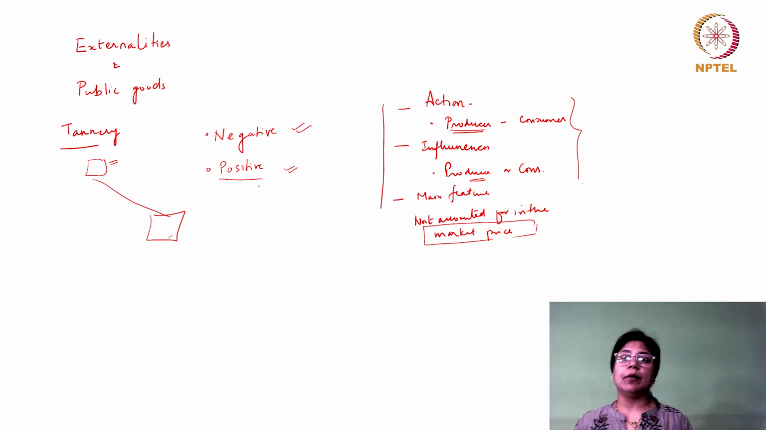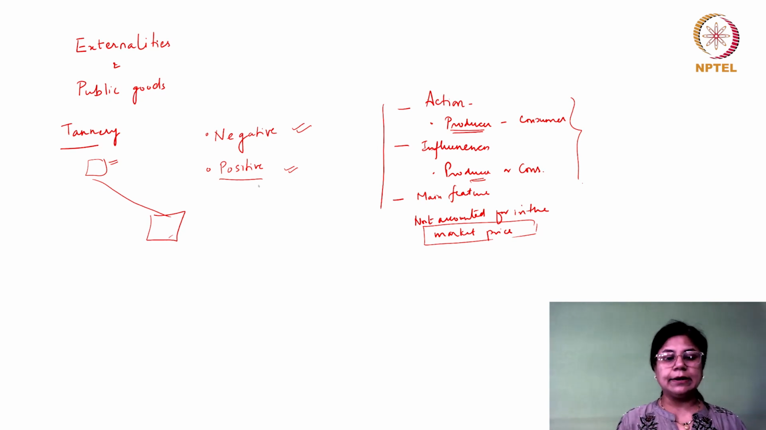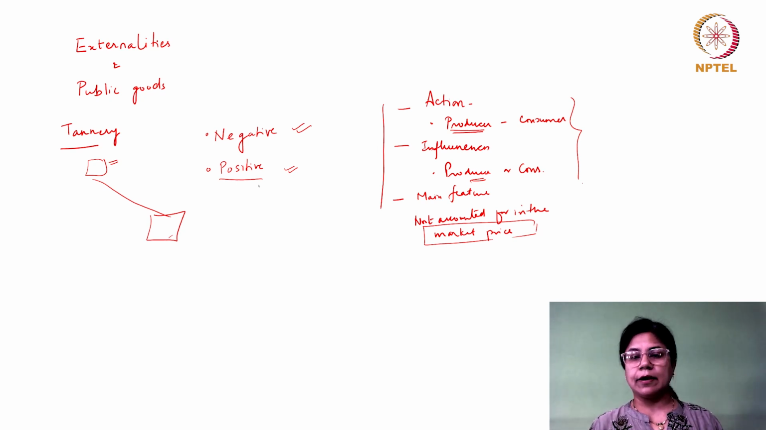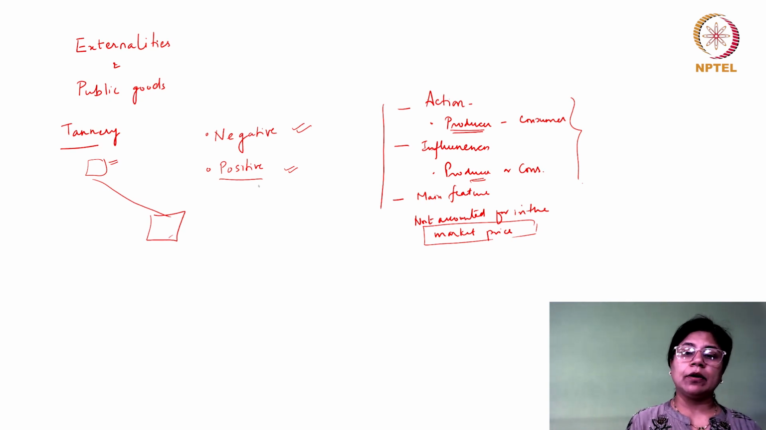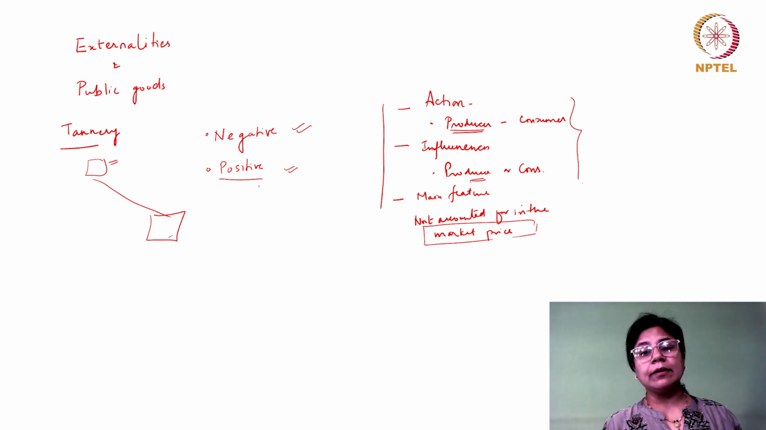Now, how does externality influence the market transaction? You have seen very clearly here that when the effluent was coming from the tannery, the fishermen are negatively impacted, but there is no way for them to go back to the tannery owner and argue with them, because that person can always say that we are throwing it in the river and it is not our problem.